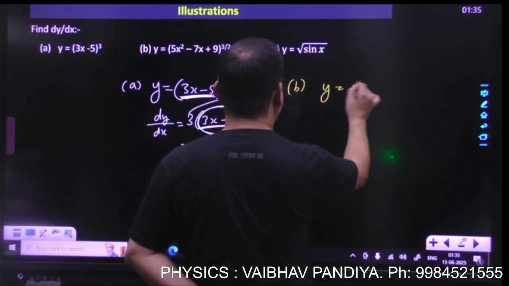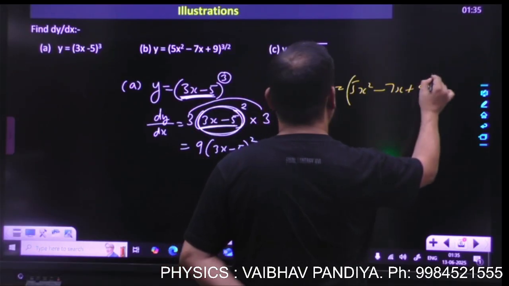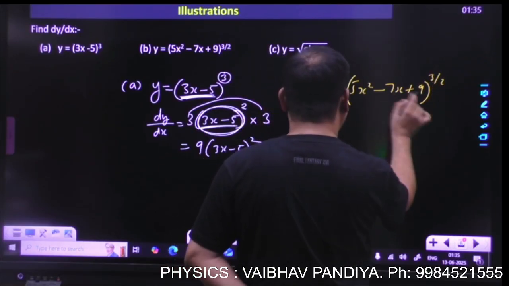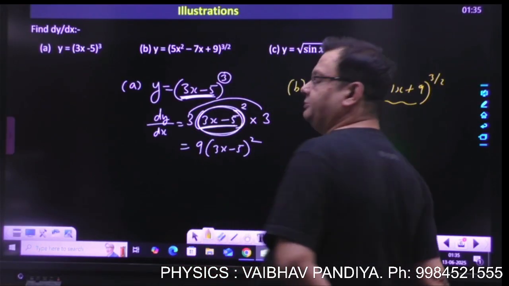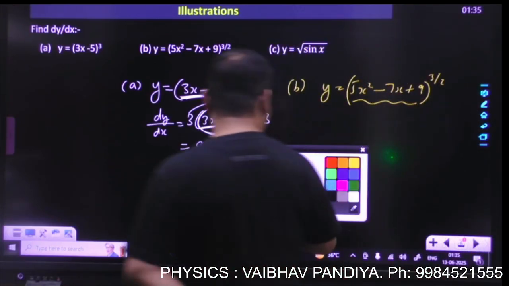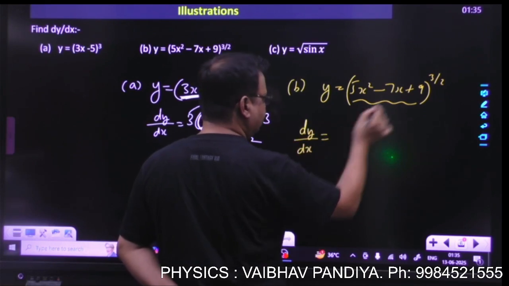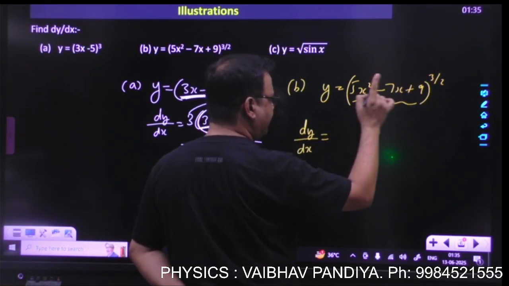Y is equal to 5x square minus 7x plus 9, to the power 3 by 2. So is it of the form some function, or the argument, to some index 3 by 2? So we can apply that as standard form chain rule. So dy by dx will be what? Think. So here the index is 3 by 2, the power is 3 by 2.